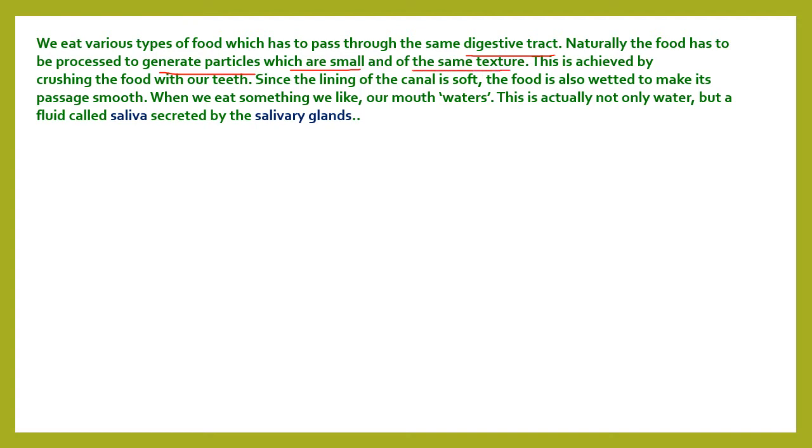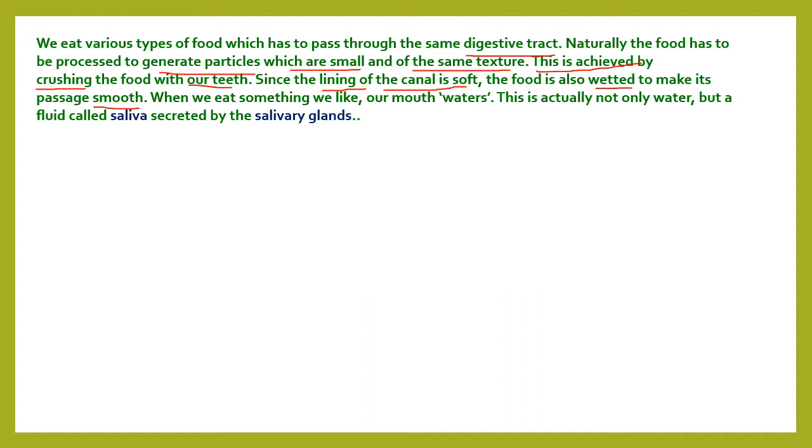मुंह में जाने के बाद फूड स्मॉल पार्टिकल्स में टूट जाएगा और इट विल बिकम सॉफ्ट. कोई भी फूड आप खा लें वो सॉफ्ट हो जाएगा एंड देन ओनली इट विल गो टू योर डाइजेस्टिव सिस्टम और डाइजेस्टिव ट्रैक. तो ये कैसे पॉसिबल होता है? दिस इज अचीव्ड बाय क्रशिंग द फूड. सी द फर्स्ट स्टेप, क्रशिंग द फूड with our teeth, and since the lining of the canal is soft, the food is also wetted to make its passage smooth.